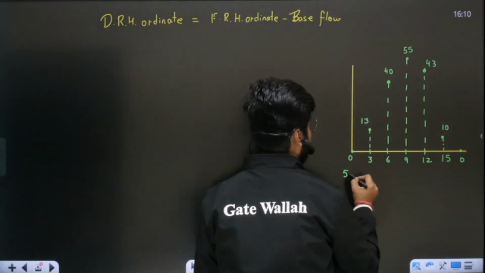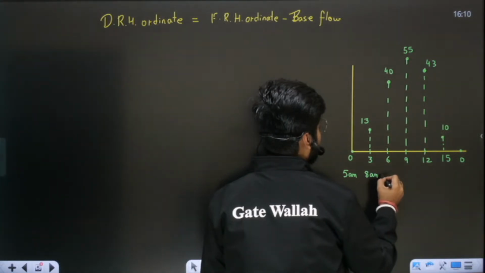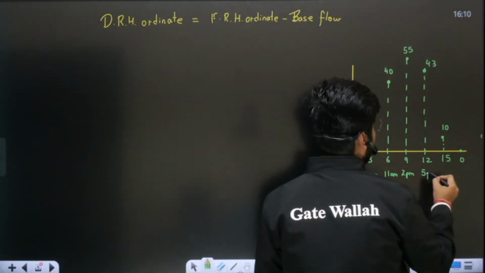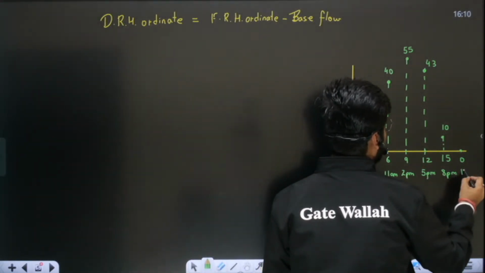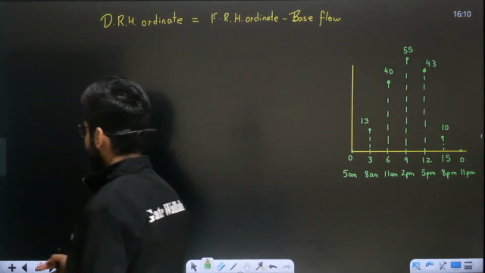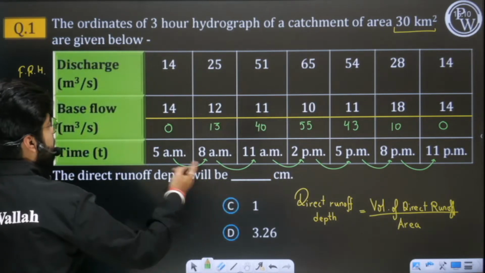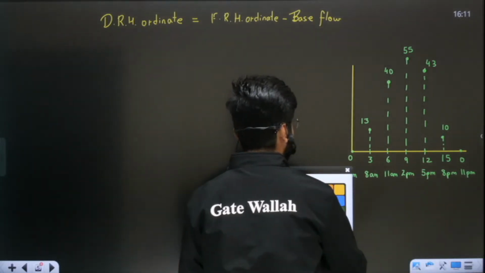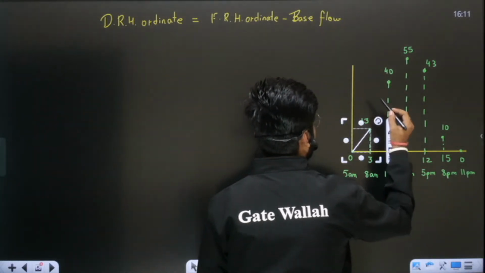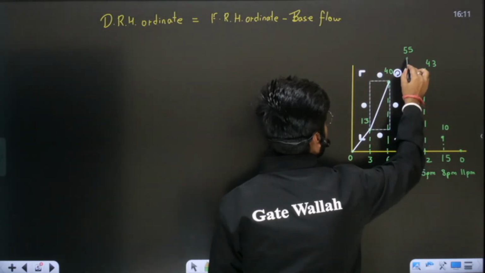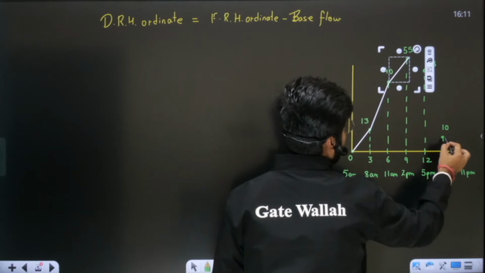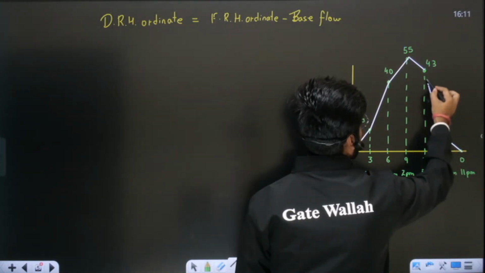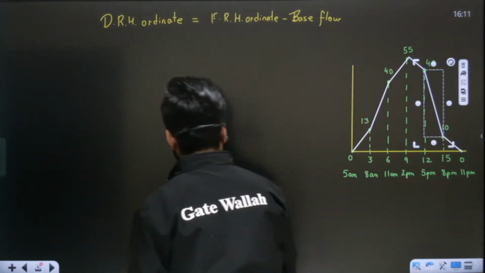Or you can say this is 5 a.m., this is 8 a.m., this is 11 a.m., 2 p.m., 5 p.m., 8 p.m., and 11 p.m., and so on. These are the times which are given to you here. So this DRH is done. We can simply join the ordinates directly, nothing tough. So this is your basic direct runoff hydrograph.